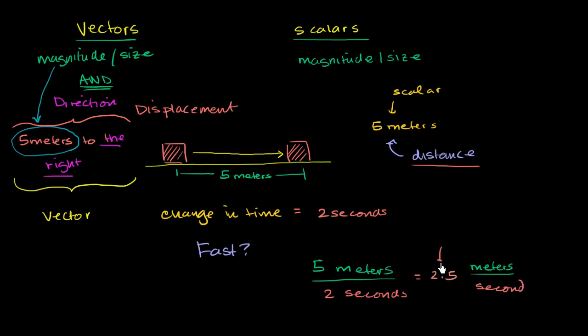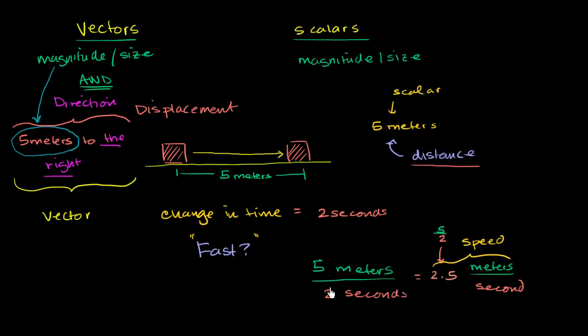This right here is just the 5 divided by the 2. So my question to you: this 2.5 meters per second tells you how far it traveled in a certain amount of time. Is this a vector or a scalar quantity? It is telling you how fast it went, but is it giving you just a size of how fast it went, or is it also giving you direction? Well, I don't see any direction here, so this is a scalar quantity. And the scalar quantity for how fast something is going is speed. So we could say that the speed of the brick is 2.5 meters per second.